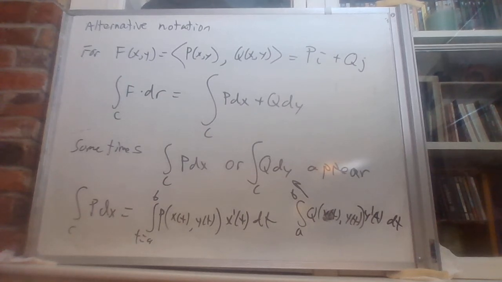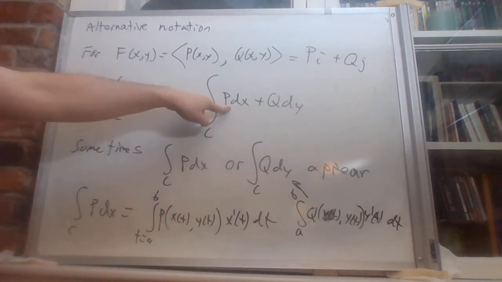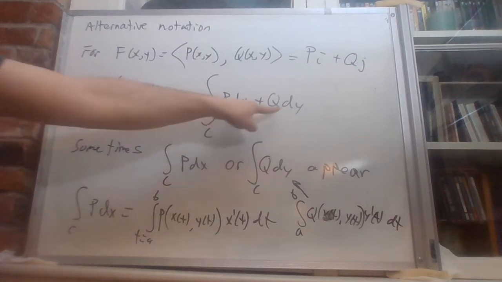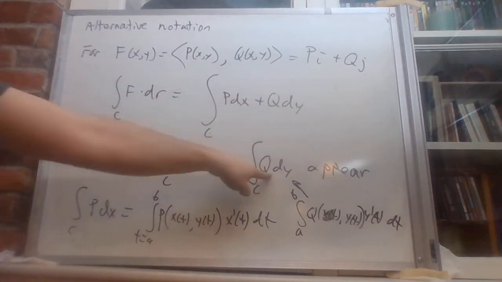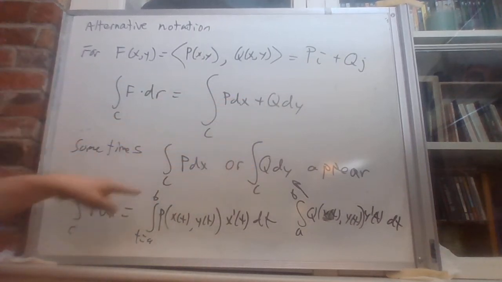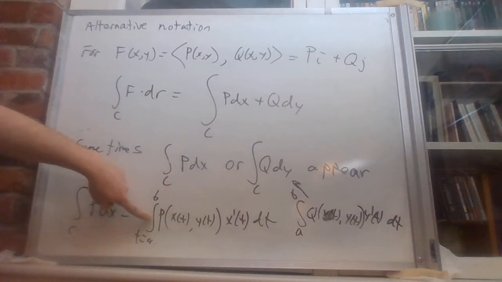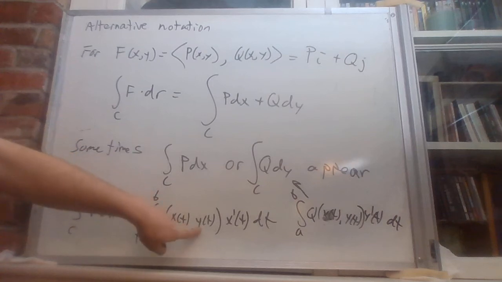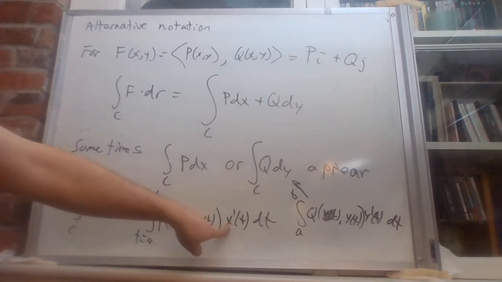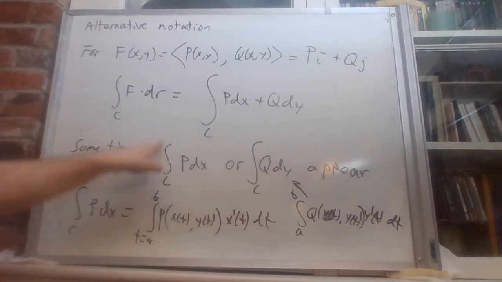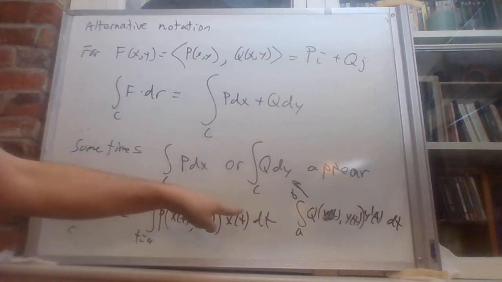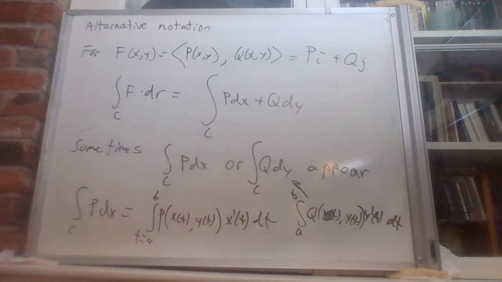So alternate notation, this means the same as the previous integral, but these integrals sometimes appear by themselves. This one means the integral of p with x of t and y of t plugged in for x and y times x prime times dt. This is just short notation for this expression. And similarly over here.